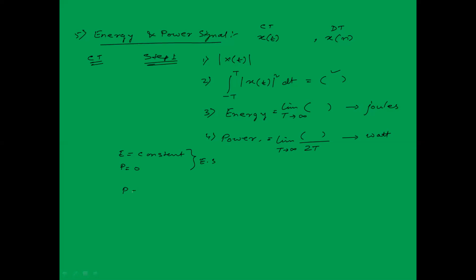And if I get the value of P as constant and energy is infinite, then this is known as a power signal. So after calculation, if I get some value against E, then it is known as an energy signal. And if I get some value against P, it will be said to be a power signal. And for easy understanding and easy calculation, always remember that all periodic signals are power signals and all non-periodic signals are energy signals.